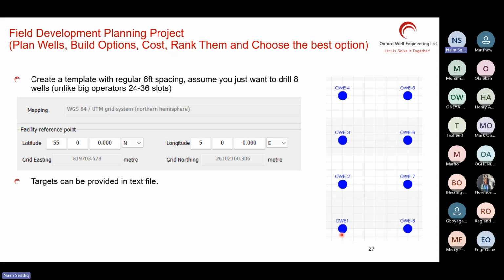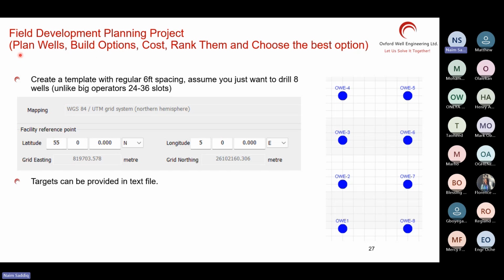From the same pad, the rig will move maybe 10 feet away from each other, 6 feet away from each other. On the offshore rigs, it's usually 2 meters, 2.5 meters. On the onshore, you may have more space available between the slots. Slots are the spudding point that you plan for your wells. This is how you build the field.